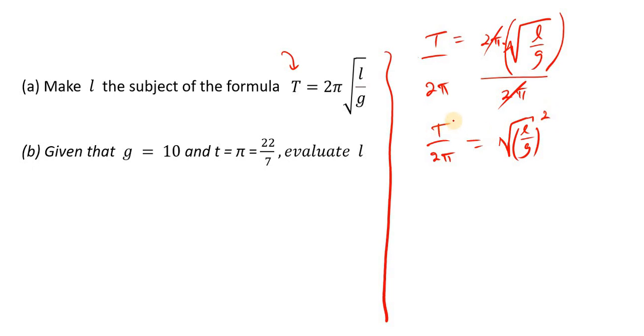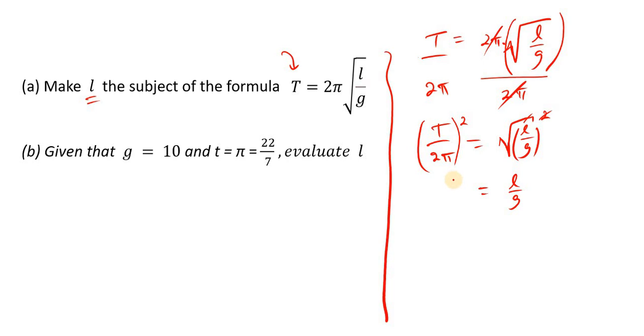Now we can't just put a square on T alone just like that. We have to square both sides. So what this does, it allows us to cancel off the square root with square. And so we have T over 2 pi all squared equals L over G. Now remember, the goal is to do what? Make L the subject.